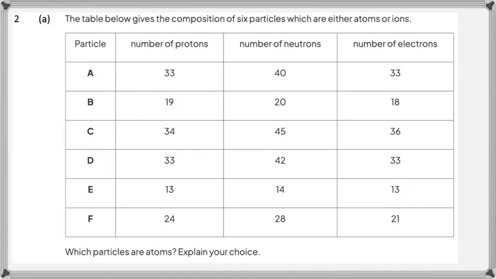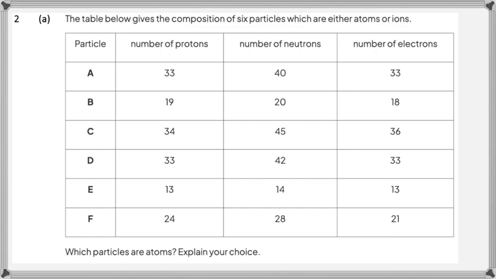So for question 2, the table below gives the composition of 6 particles which are either atoms or ions. Particles A until F were given here, and the number of protons, number of neutrons, and number of electrons for each and every particle were given. Question A, which particles are atoms?